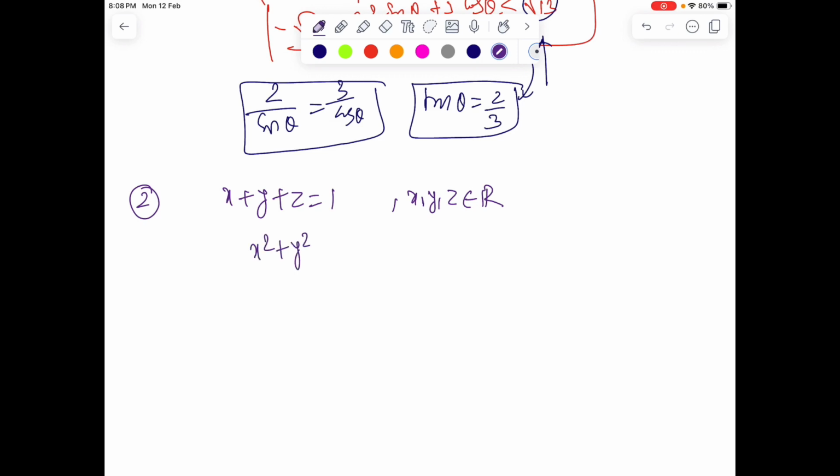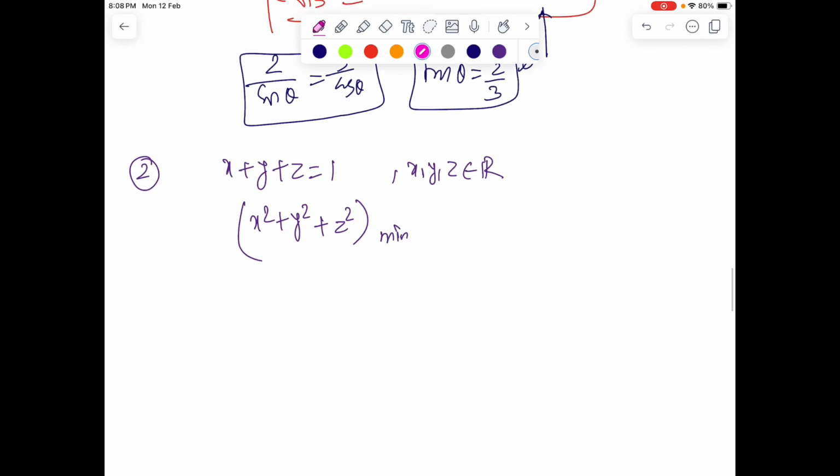Let's say you have x plus y plus z equals 1. Of course, x, y, z are real, right? So I'm discussing all these problems for real numbers. We have to find the minimum value of x square plus y square plus z square.